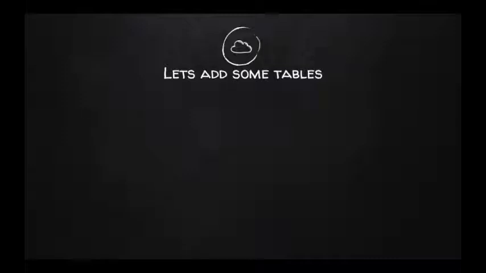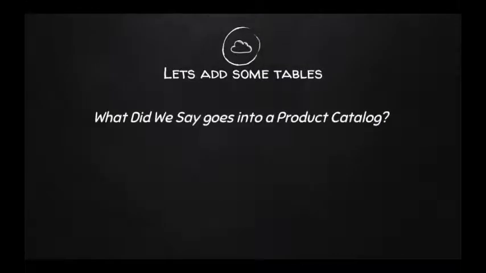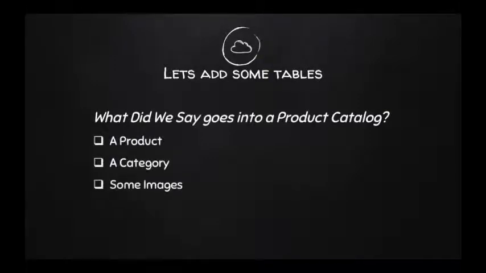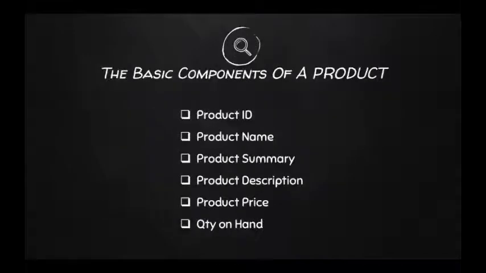So what goes into our database? Well, we need to add some tables. Well, before we do that, let's go back and look at what we said about product catalogs. What do we need to put into our product catalog? Well, we need a product, we need a category, we need some images, and we need some vendor information. So now these essentially become our tables.